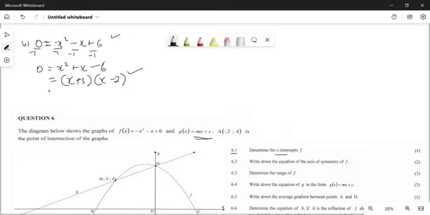And then I say x equals to minus 3, or x is equaling to 2. And then 3 and then 4. Okay. We are done with the first one.